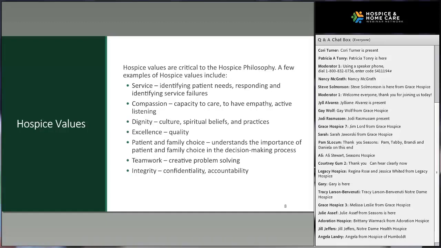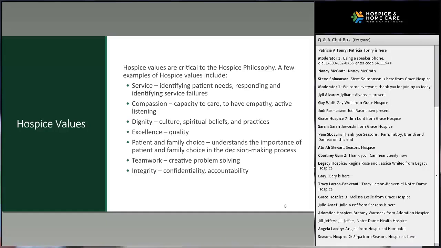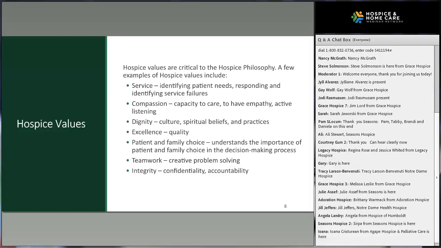Patient and family choice. It's very important that we understand the importance of patient and family choice in decision making. It isn't about what we think they should do. It's about making sure that the patient and the family have an opportunity to make choices in their plan of care and what's going to be taking place. Of course, we talked about teamwork, and teamwork always provides an opportunity for creative problem solving. And we'll see as we're working on plans of care and eligibility where the teamwork really comes in.